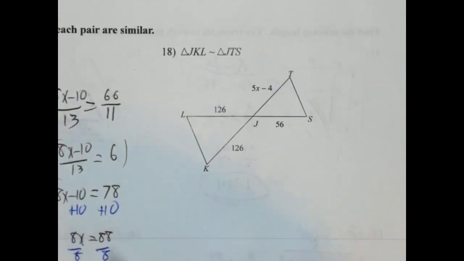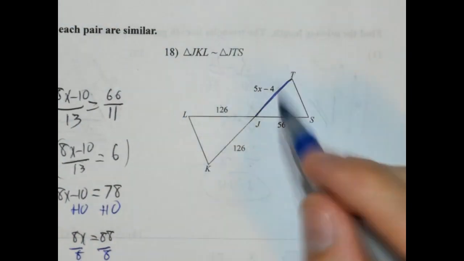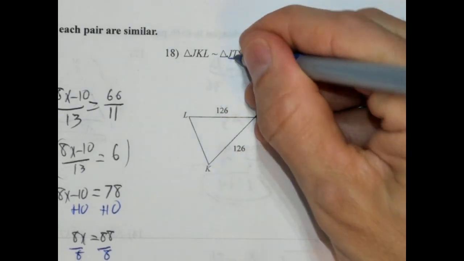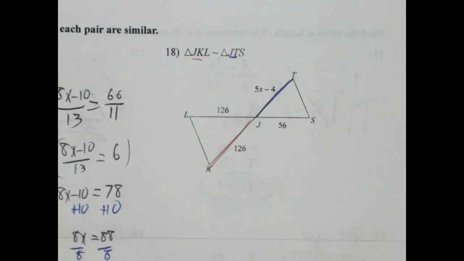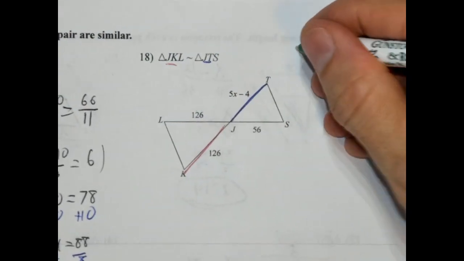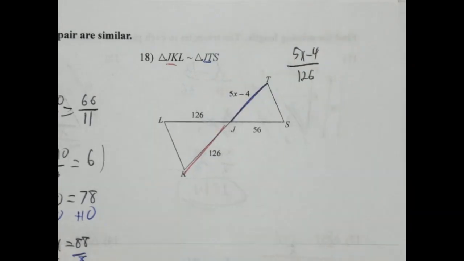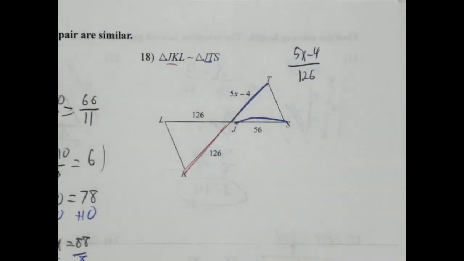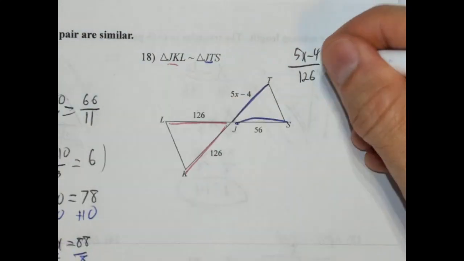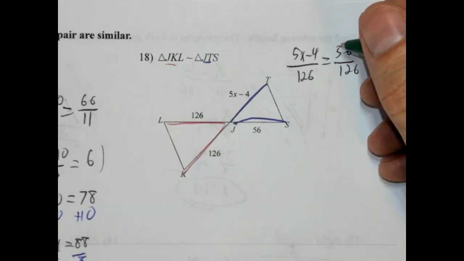Okay. So we're going to solve for this value, which is JT. So JT is the first two letters. Therefore, the first two letters over here are JK. So we have 5x minus 4 over 126. And then JS over LJ. Okay, we're going to cross multiply here. Oh, what did I do here?